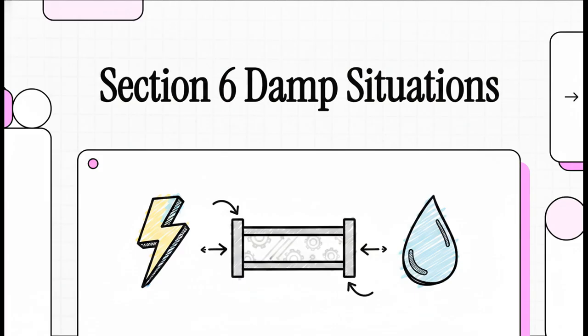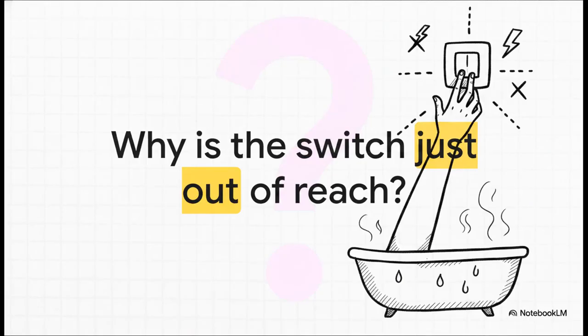Well, we're going to unpack Section 6 of the AS/NZS 3000-2018 wiring rules. This entire section is dedicated to what engineers call damp situations. Think of this explainer as your guide to those invisible blueprints, keeping you safe when you're at your absolute most vulnerable. Have you ever wondered about this?